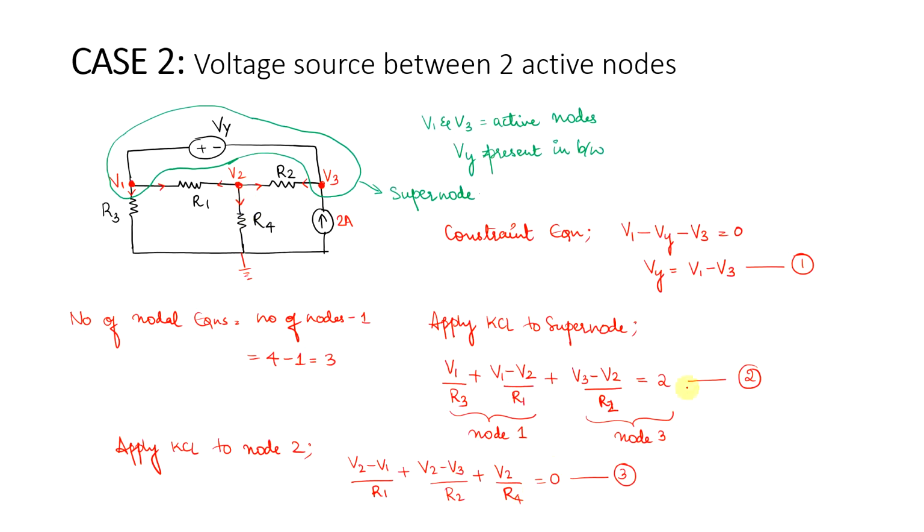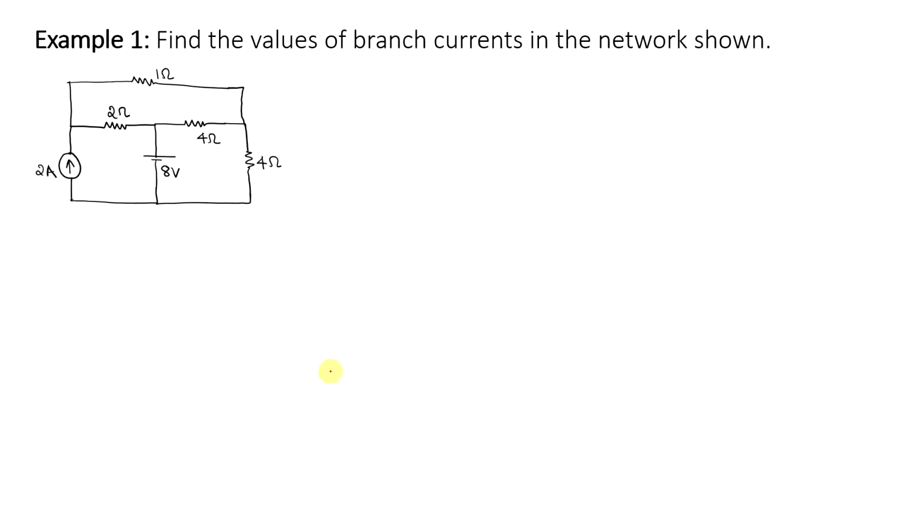So we have obtained in total 3 linear equations, which satisfies the condition that the number of nodal equations is equal to 3. Now we need to solve these equations in order to obtain the values of the voltages V1, V2 and V3. This question is meant to be solved using nodal analysis.